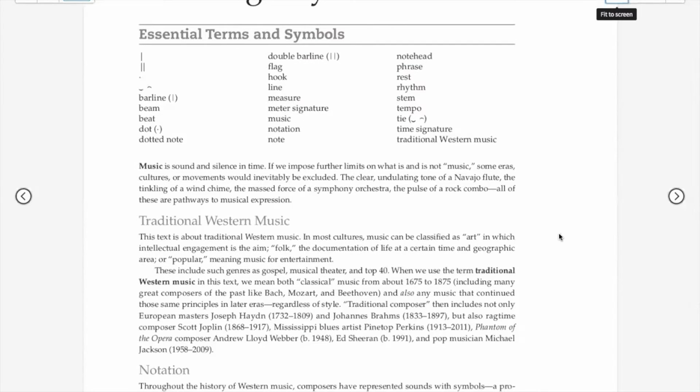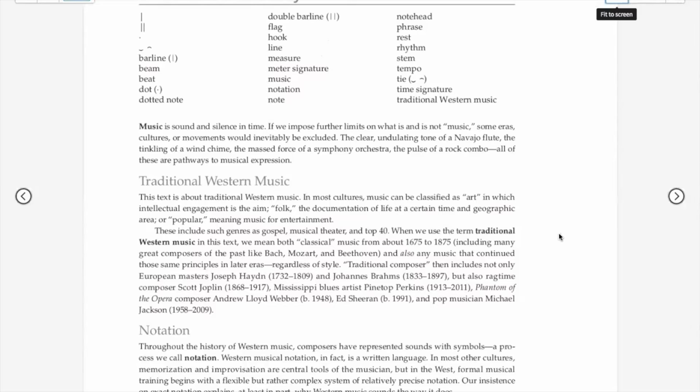And we talked about rhythm a bit in the PowerPoints you've already seen and how it is so important in what we do. And this text tells us some of the same things. Music is sound and silence in time, right? We talked about how it's the representation of sounds and silences.